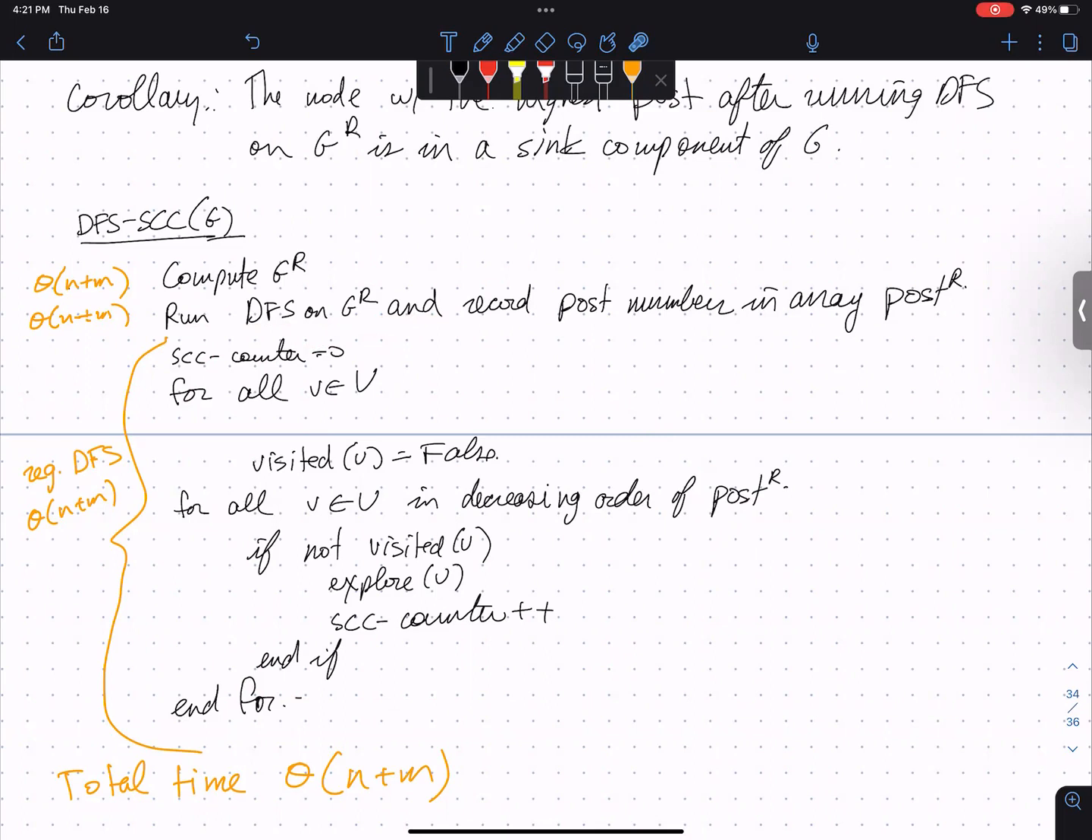We don't return, well, we can, it's implicit. We label every vertex with the counter. So that's implicitly what's returned.